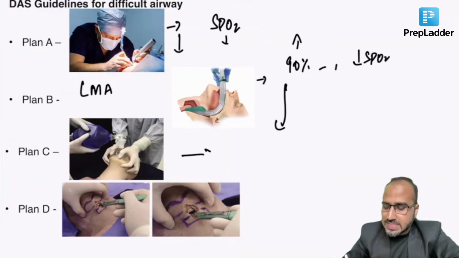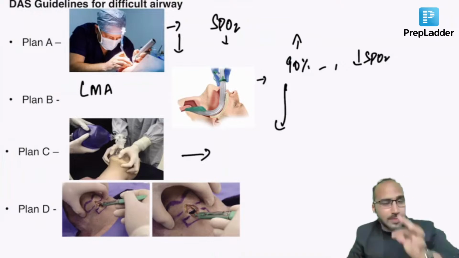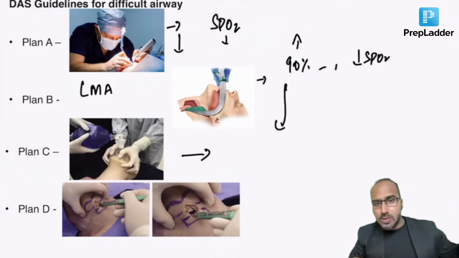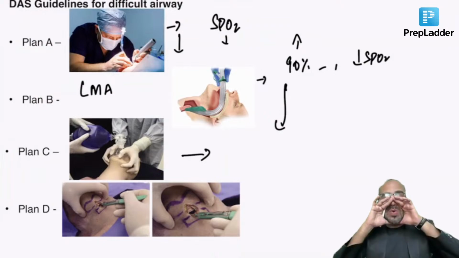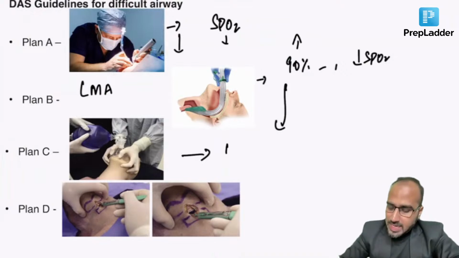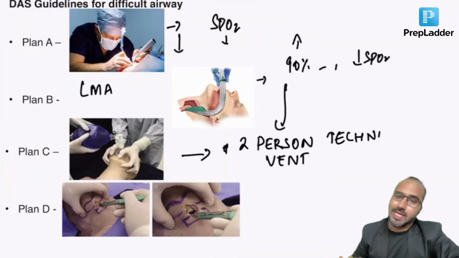Come on, guys. What is plan C? Basically now you are not able to put the tube, you are not able to put the LMA. Plan C is you need to call your assistant and go for bag mask ventilation with the 2-person technique. The 2-person technique means one person will be holding the mask, the other person will be holding the bag, and they will be ventilating. Okay.